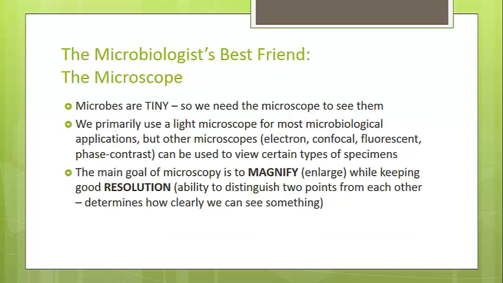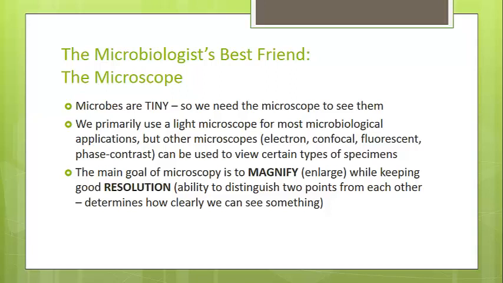So an extremely important tool of a microbiologist is the microscope. In fact, you can think of it as the microbiologist's best friend. So of course, we've been talking about microbes, the fact that they're tiny, they're prokaryotes, they're really small, and so we're going to need a microscope to see them.